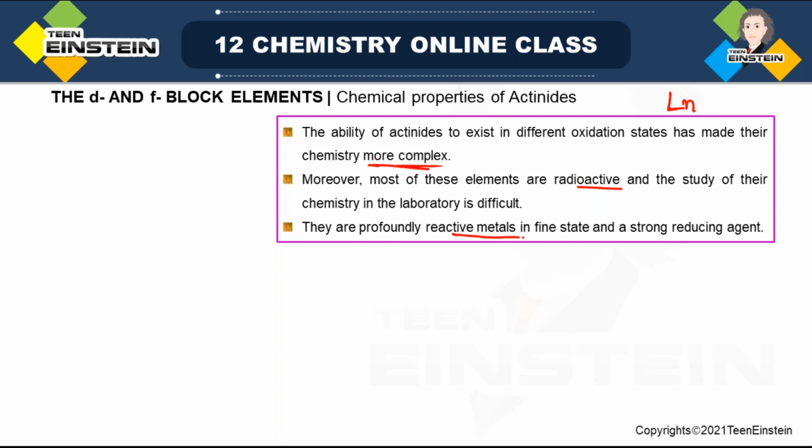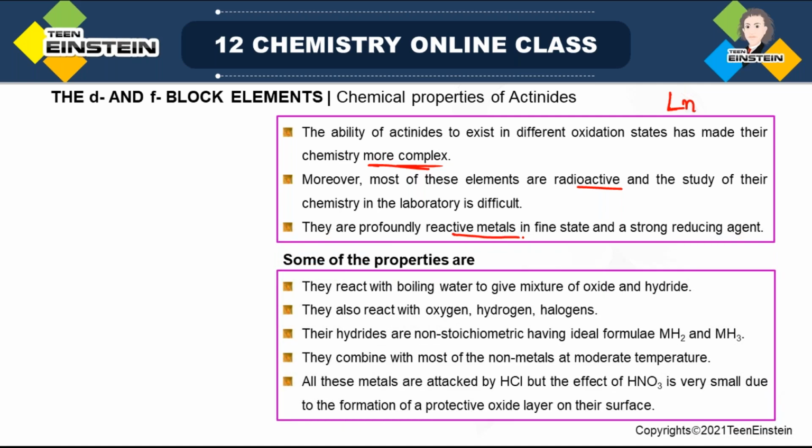They are profoundly reactive metals in fine state and strong reducing agents also. So there will be a tendency to feed electrons to some other species. That is why reducing. But we will also see some properties, though it is very complex and remember, less available. They react with boiling water to give a mixture of oxide and hydride. They also react with oxygen, hydrogen, halogen.